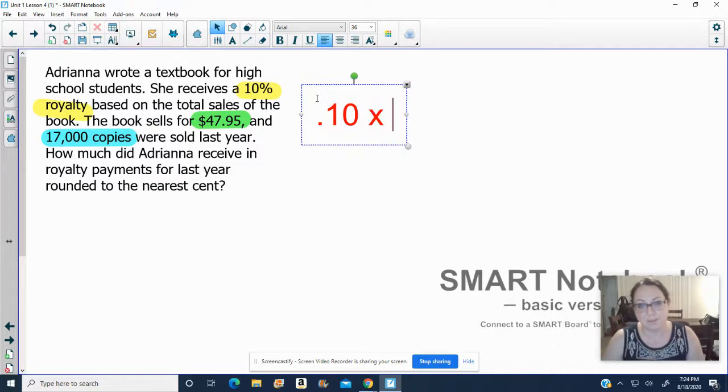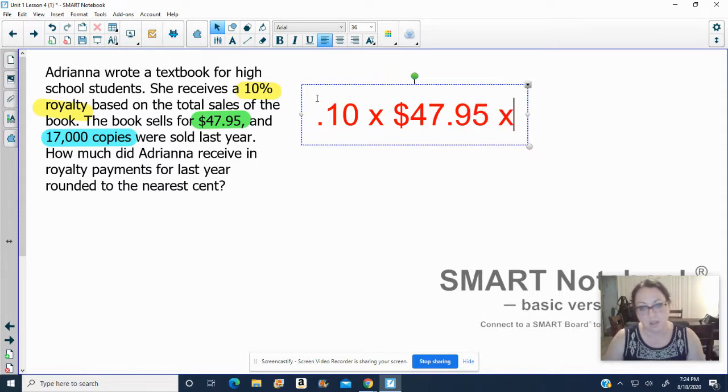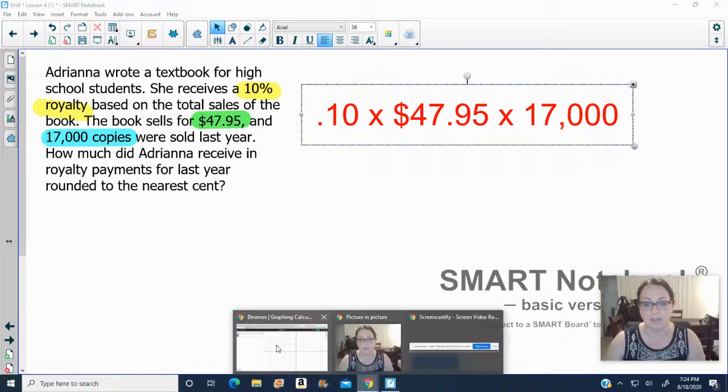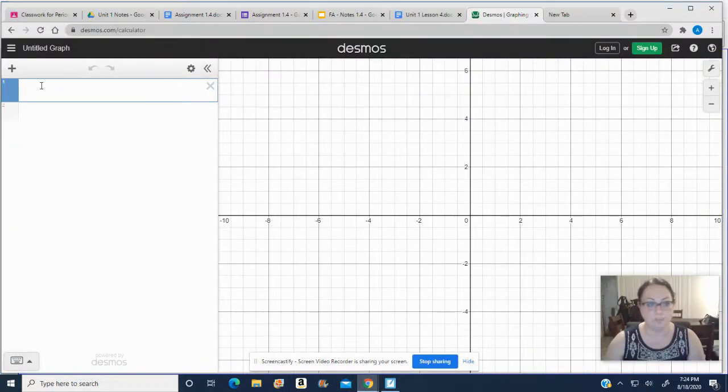All right, guys, my parentheses aren't working, so we're going to use an X for multiplication because we are going to just multiply all of these values together. So 10% becomes 0.10. Then we are going to look at $47.95, which is the price of the book, times the number of copies sold, which was 17,000. So when I multiply all of those three values together, I am going to go ahead and get my royalty payment that she is owed.